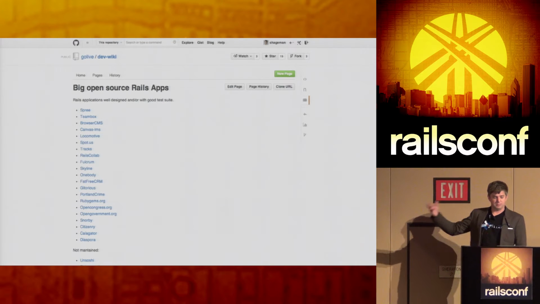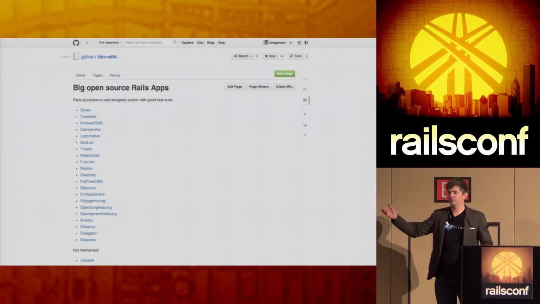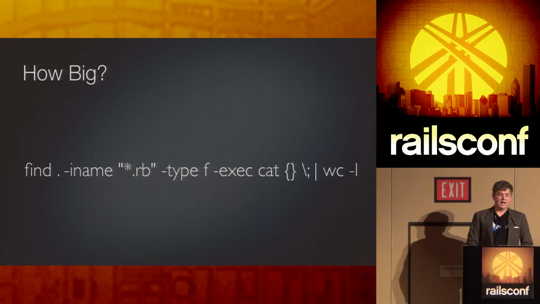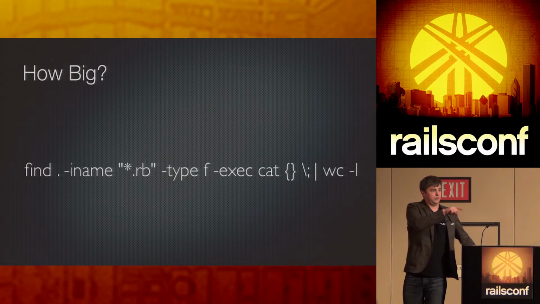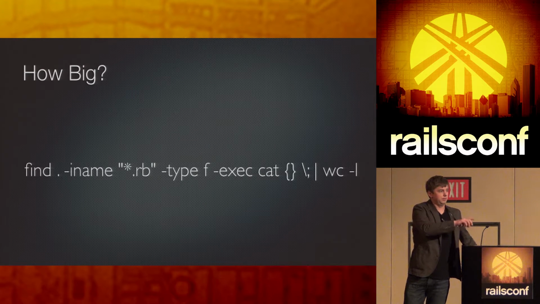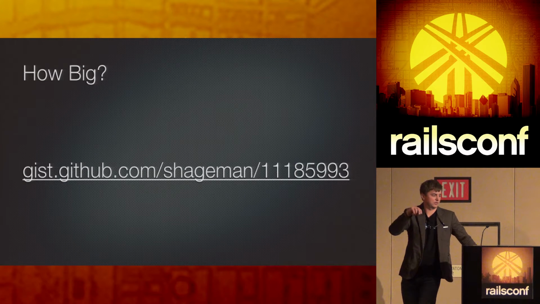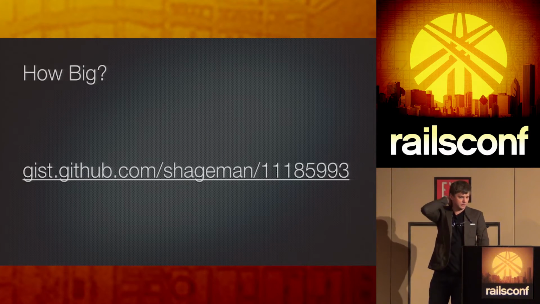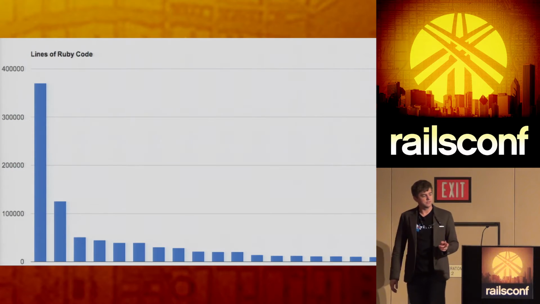But I went onto this thing called Google, and I searched for open source Rails apps, and there they were. So these claim to be big Rails apps. How big, I wondered? Well, if you currently have your company's code on your laptop, please execute this script and tweet the result with the zebra hashtag, because this is just going to output how many lines of code your app has. And here's the result for this list of applications.